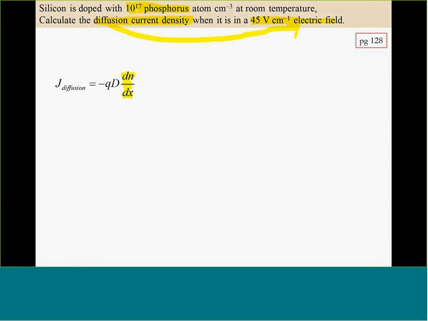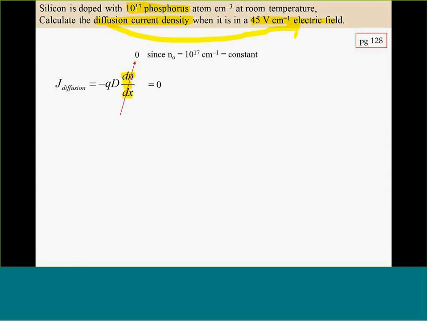and you know that your electron concentration is 10 to the power of 17, isn't it? It's a constant. So there's no gradient, because it's 0, of course. The diffusion current density is 0. It's not affected by your electric field, unless it's drift, which is different. Okay, so this is a trick question.